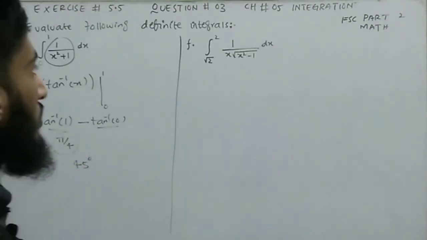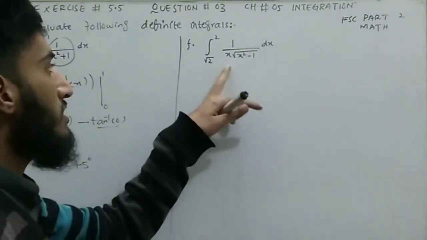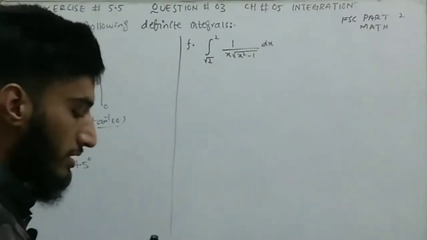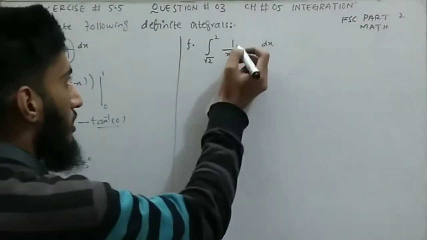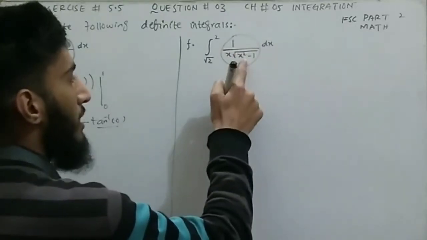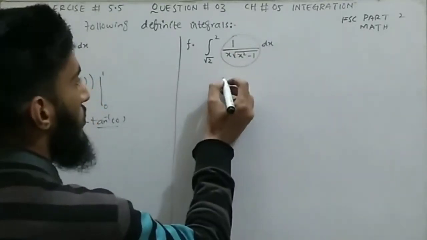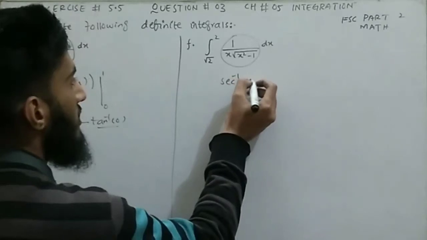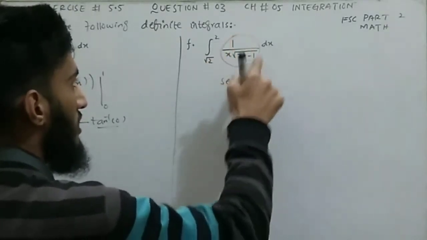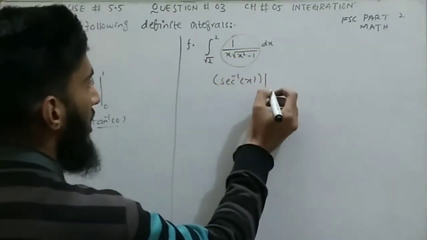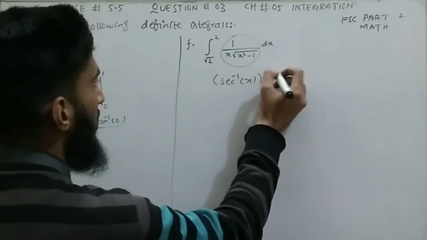Now this question is very important. This question came in the previous ETA papers of engineering. So remember that the integration of 1 over x into square root of x square minus 1 is always equal to secant inverse x. Because if you differentiate secant inverse x, it will give us this function. So apply the limit from lower limit square root of 2 to the upper limit 2.